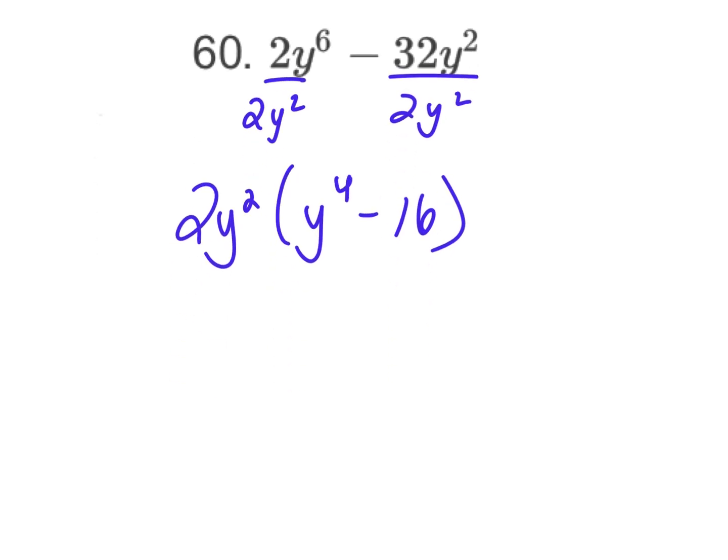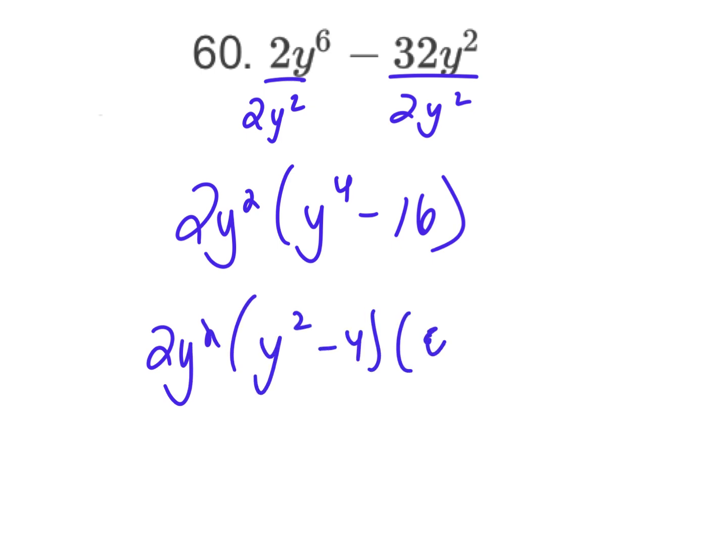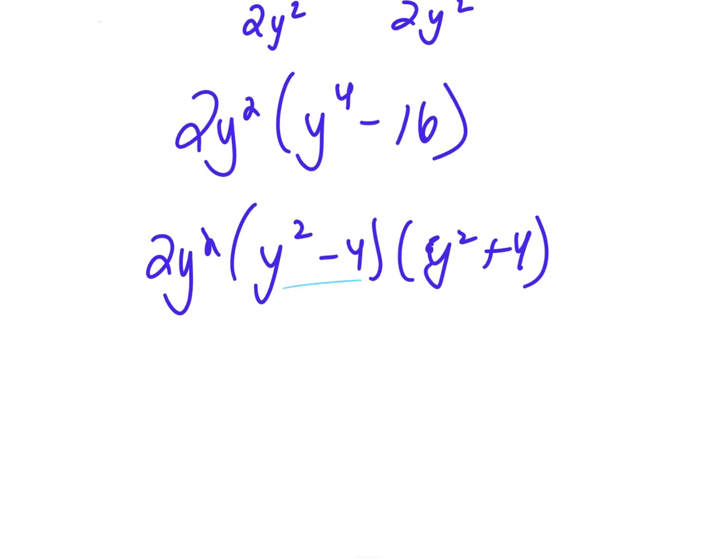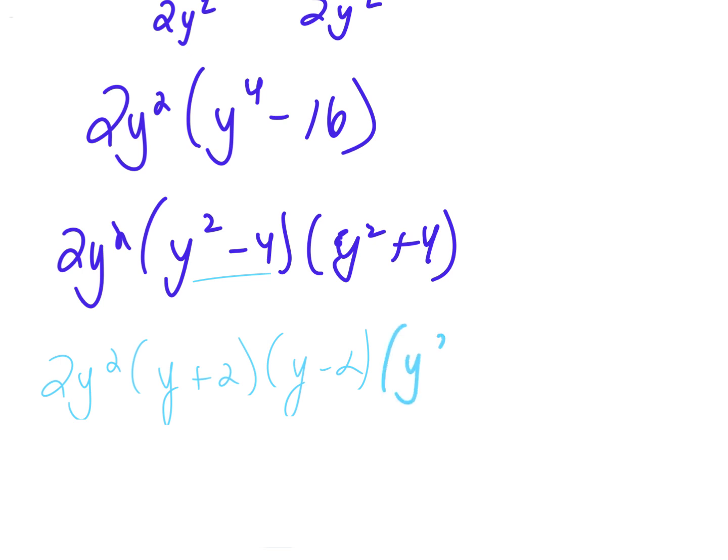I notice here this is perfect squares, so 2y squared, and then I'm going to have y squared minus 4, y squared plus 4. And then I notice here I have difference of perfect squares again. So we have 2y to the 2nd. This is going to give me y plus 2, y minus 2, and then your y squared plus 4 stays. You cannot break that one down anymore, guys. If it's a plus sign in the middle of 2 squares and there's only 2 terms, you absolutely cannot break that down anymore.